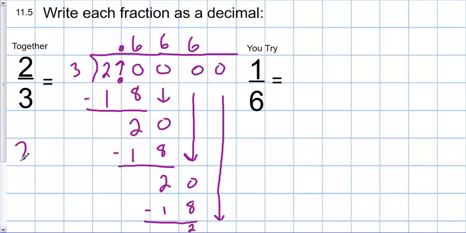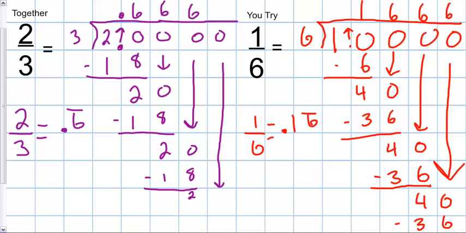So 2/3, and here's how we officially write this: 2/3 equals 0.6 repeated, and that bar goes over the number that is repeated. The bar goes over just the number that is repeated. So why don't you try dividing 1/6 and see if you can get this repeating decimal correct. If you had 0.16 repeated, you are correct.